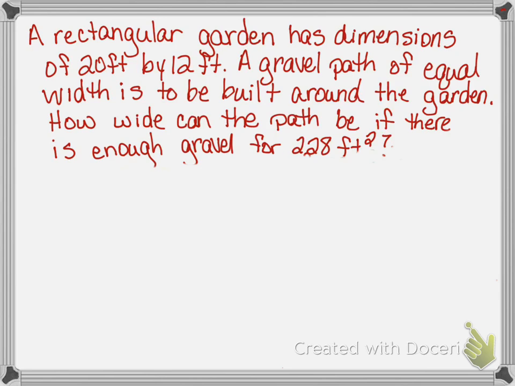A rectangular garden has dimensions of 20 feet by 12 feet. A gravel path of equal width is to be built around the garden. How wide can the path be if there is enough gravel for 228 feet squared?